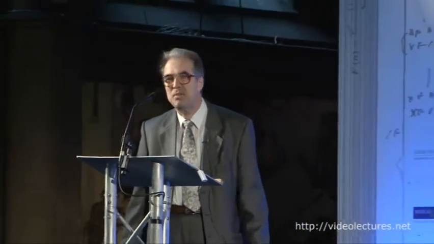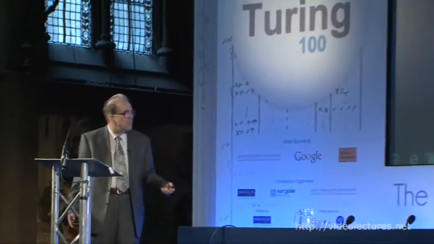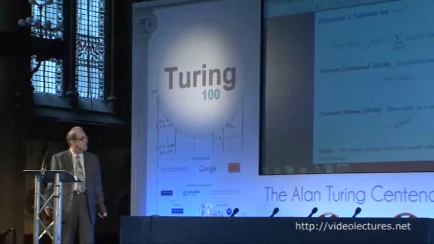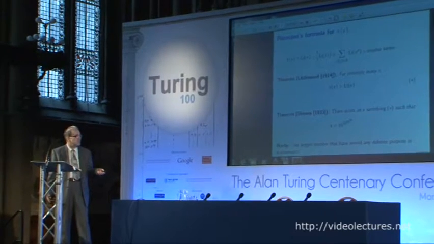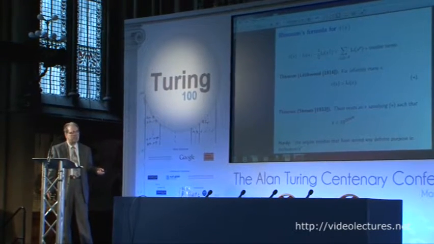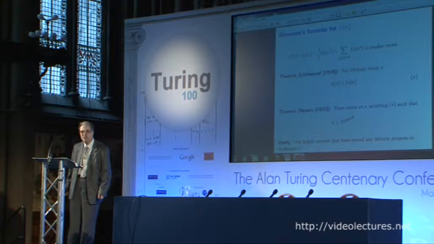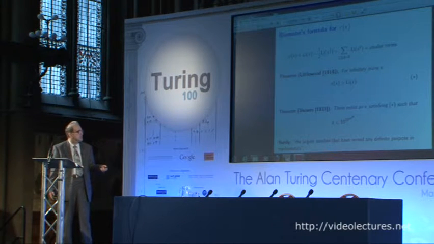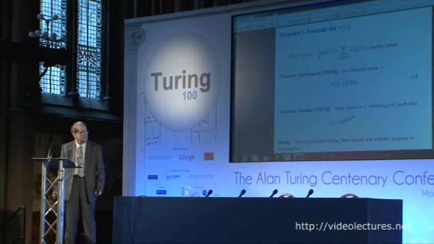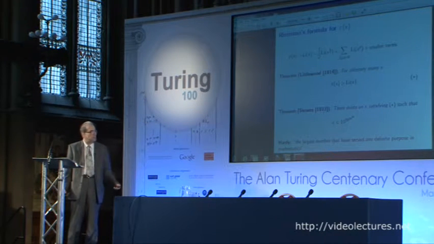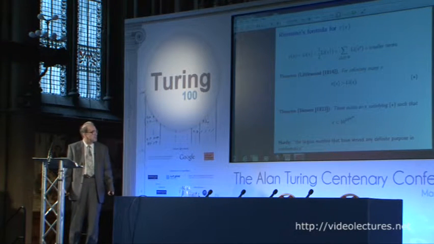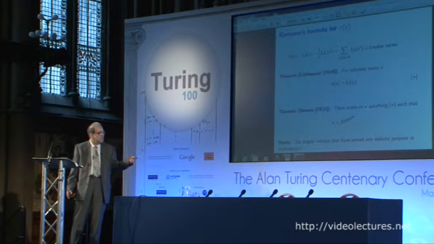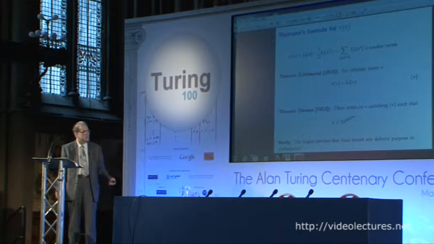You are laughing today, but at that time this number produced a great impression. And for example, Hardy said, this is the largest number that has served any definite purpose in mathematics. And this number was called Skewes' number. Later smaller bounds were obtained, they were also called Skewes' numbers, and sometimes now they call Skewes' number the least bound for such an x.